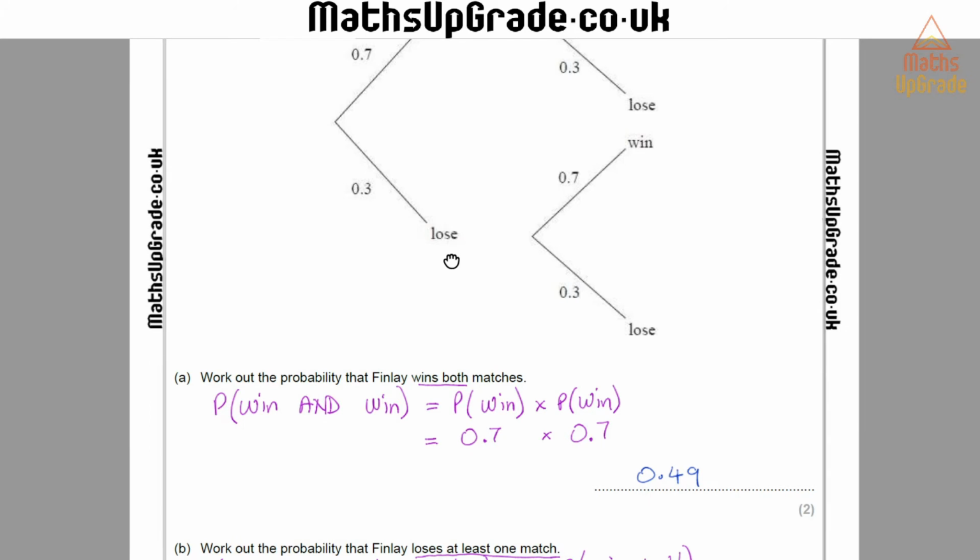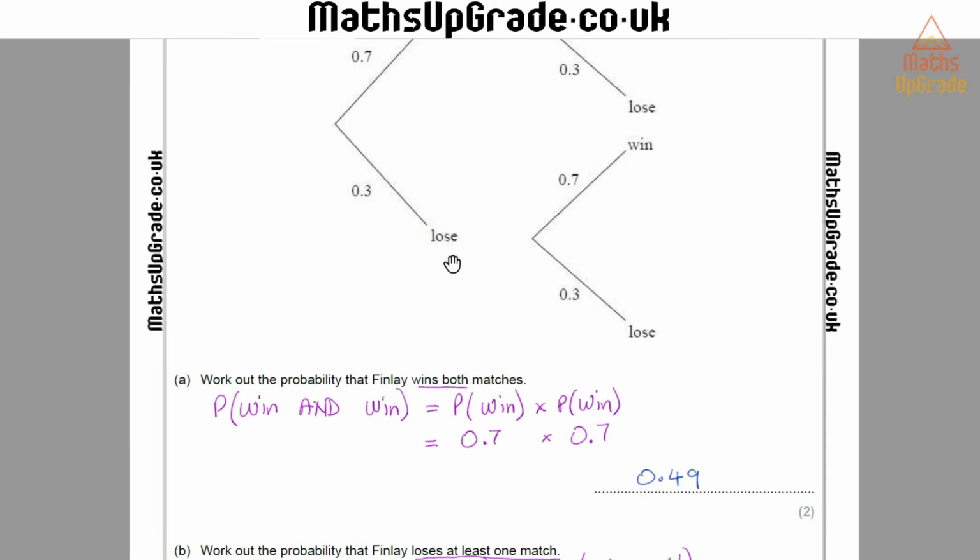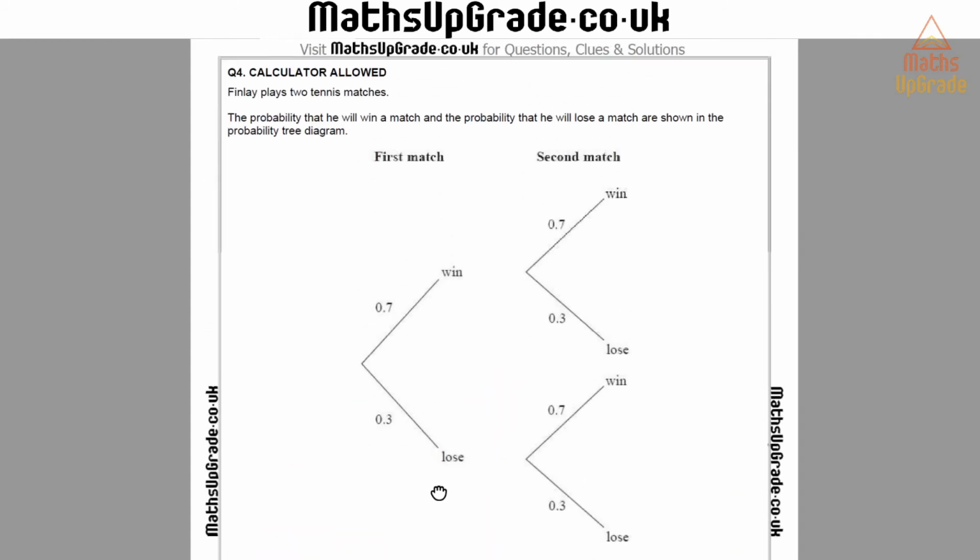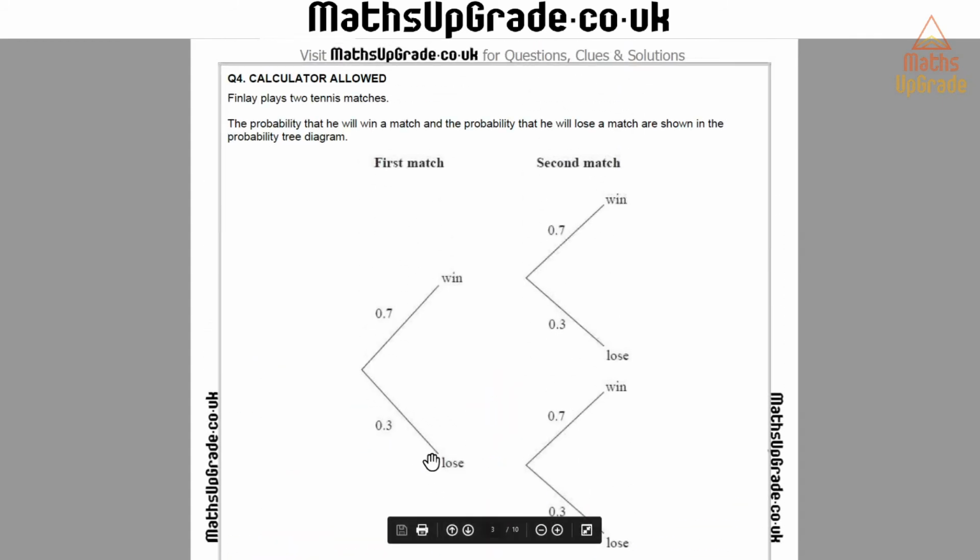Part B, we need to work out the probability that Finley loses at least 1 match. Losing at least 1 match means he could lose both, or he could lose the first one and win the second one, or he could win the first one and lose the second one. Now you can do this question by doing 0.7 times 0.3 to give this outcome, 0.3 times 0.7 to give this outcome, and 0.3 times 0.3 to give this outcome, and then you could add those 3 outcomes together.